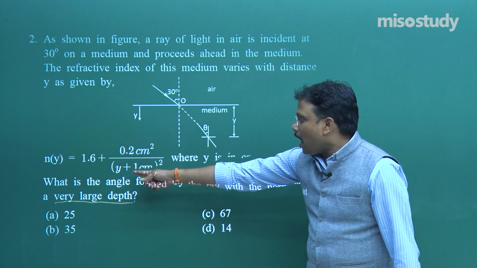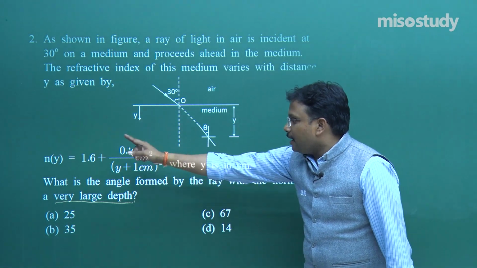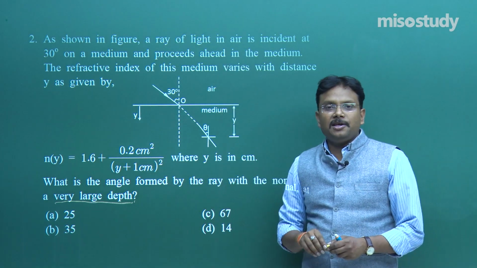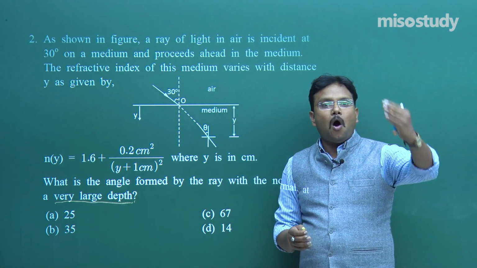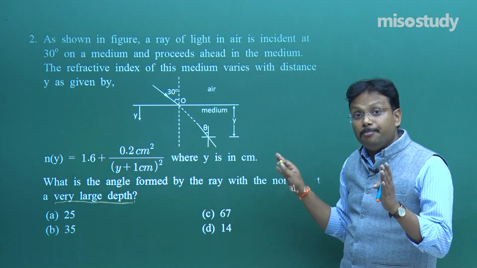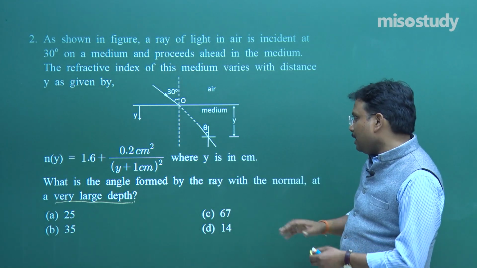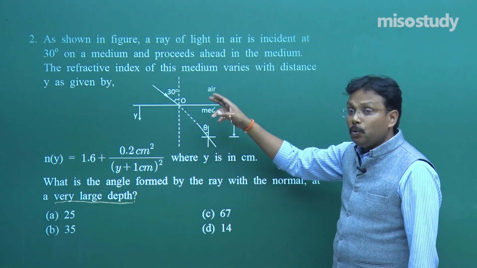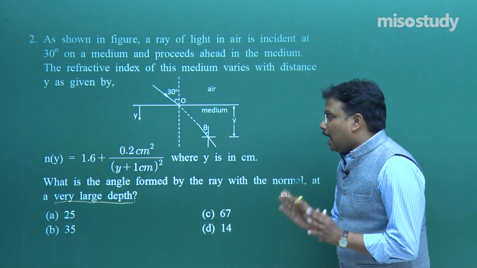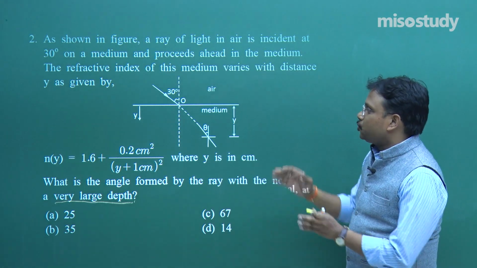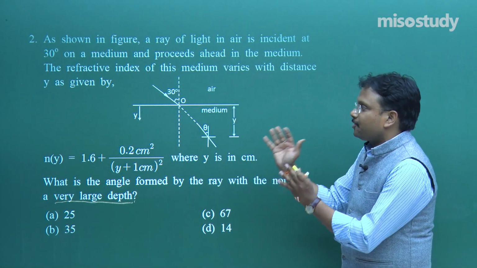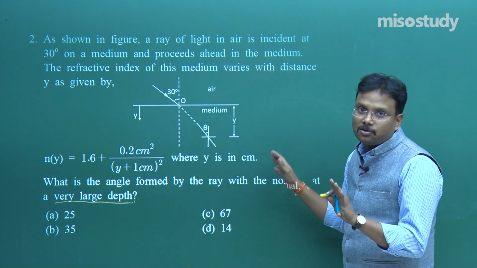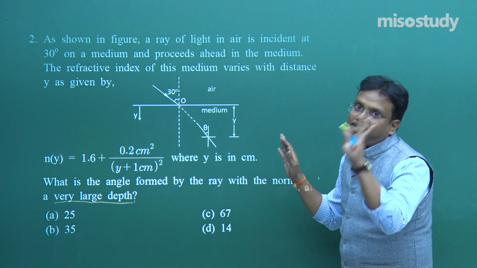Imagine y is changing and the refractive index is changing, and at a very large depth, after travelling a long distance inside this medium, how exactly is the angle going to vary? Fine. I'll try my best to make this explanation as simple as possible. Very slowly, step by step, I will solve. Be a part of this explanation.